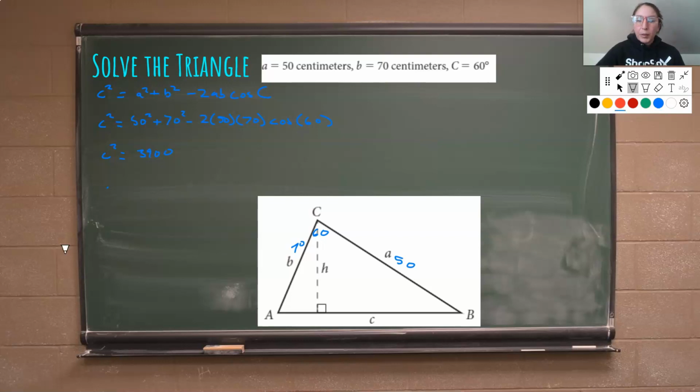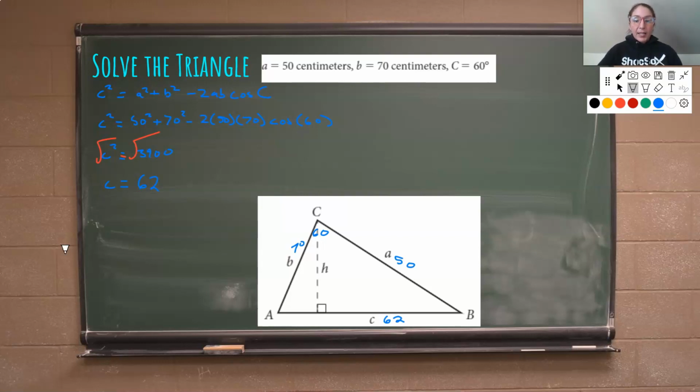So square root both sides to get what c is. We then get that c is equal to 62.4, but it looks like we're rounding everything to whole numbers here, so that's what I'm going to do. So 62.4 will round down to 62. So we're going to say little c here is equal now to 62. So great. Law of cosines helped me find the missing side.